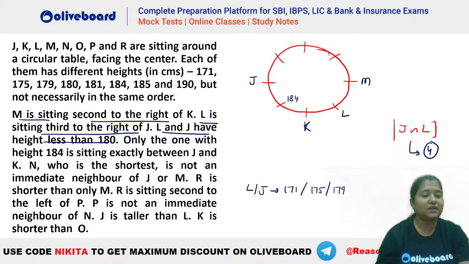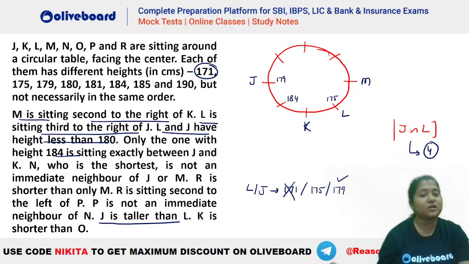After that, only the one with 184 is between J and K. N, who is the shortest person. So N is the one who is 171. That means L and J cannot be 171, isn't it? And now you can see it is also given J has to be taller than L. So if J is taller than L, that means J has to be 179 centimeter and L has to be 175 centimeter, right? This is the arrangement that you will be getting for J and L.